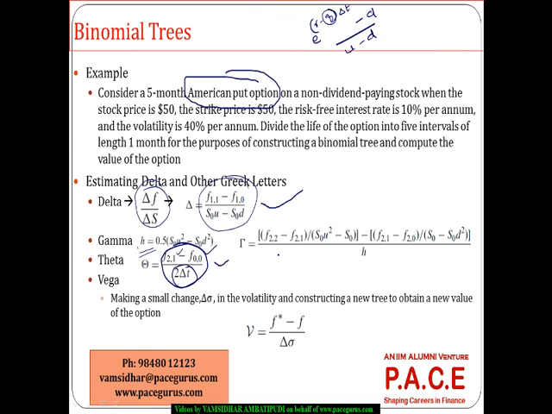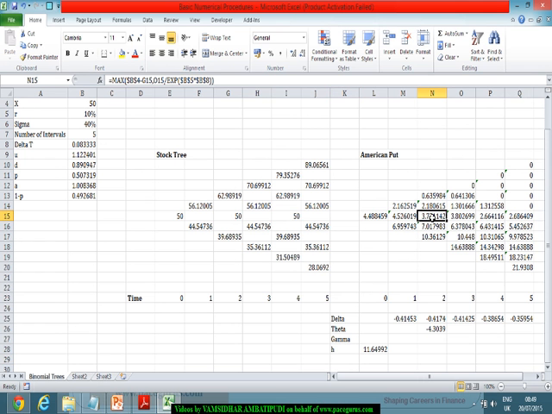Now for computation of the gamma, I'll take two directions. F22 minus F21. I'll take the delta with respect to this. I'll take one delta with respect to this, and I'll take another delta with respect to this.